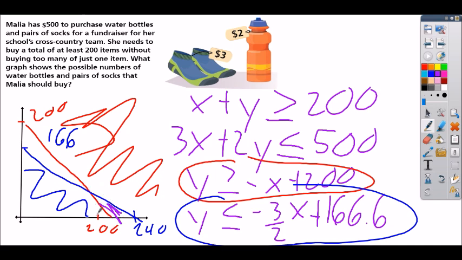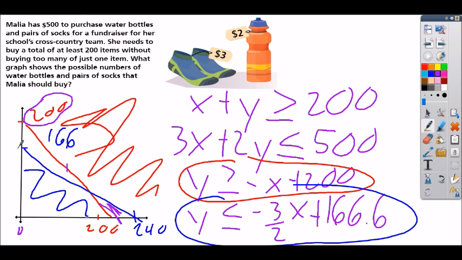And what does this mean? It means y represents water bottles. So this means I could have 200 water bottles and 0 socks. And as I move down, this may be 100 water bottles going this way and 100 socks going this way, until I get down to the very bottom, and this is 200 socks and 0 water bottles. That's what this red line represents. And we can have any item amount over that line.